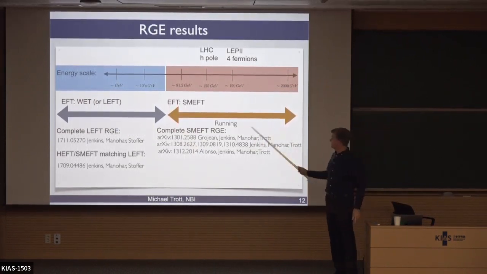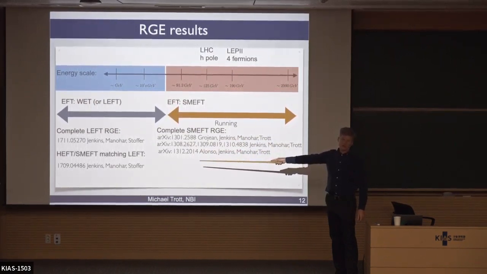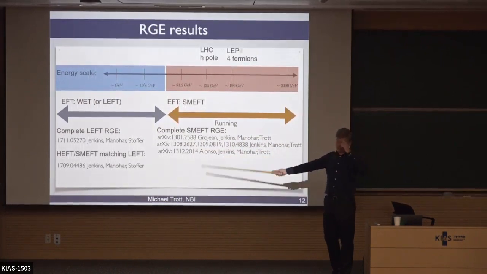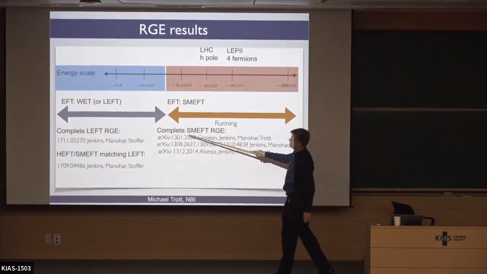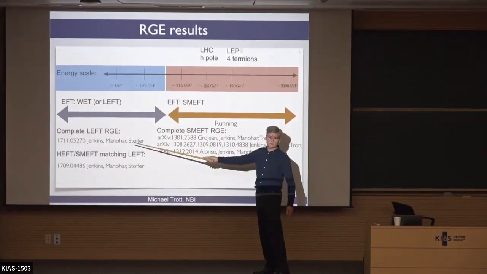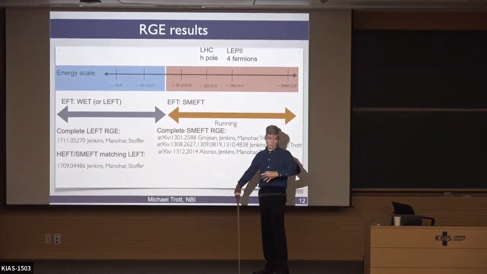That's this region. The left, and that's a pun by the way, it's called the LEFT because it's what's left over when you integrate out other things. Or it's something called the WET, which is maybe a good pun too, but I think the LEFT is kind of funny. It is what's left over when you integrate out the top quark, the Higgs, and the W and the Z. And then you basically have electromagnetism and a bunch of fermion fields around with some higher dimensional operators.